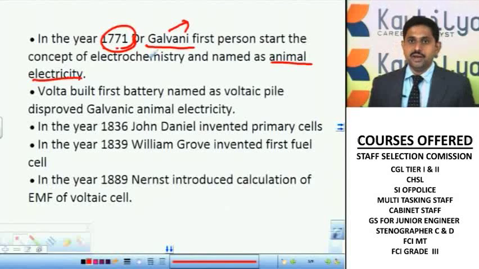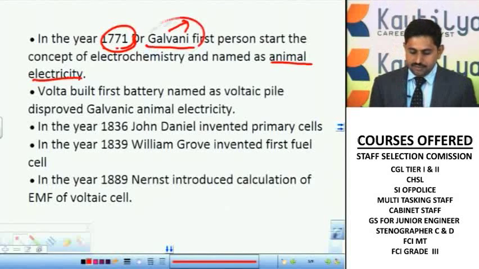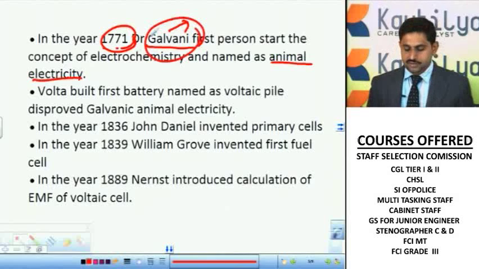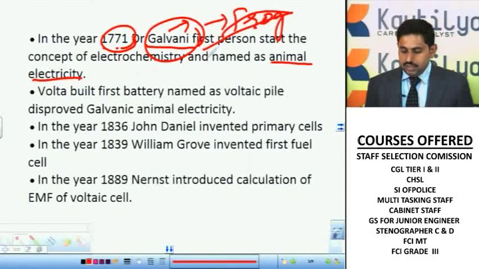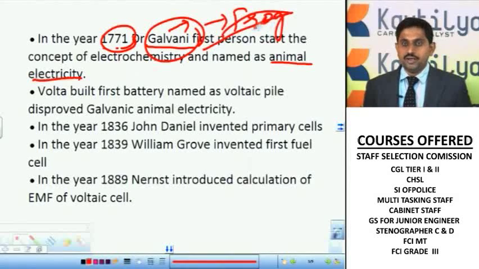Why did he name it animal electricity? Because while he was taking his food, that is, he was eating frog, he observed that he had taken the fork, and while he was eating with his fork, there was a rotation, the dead frog was going to rotate.